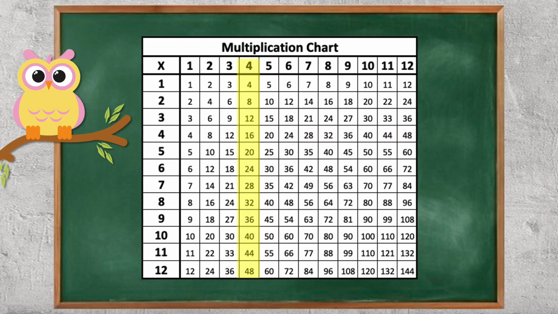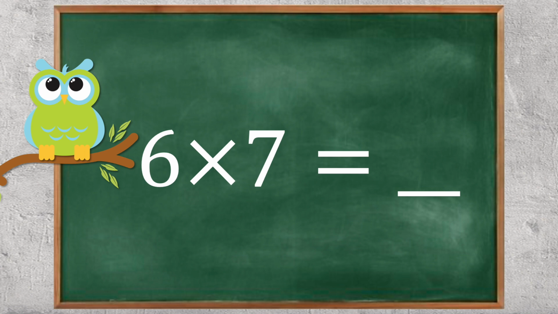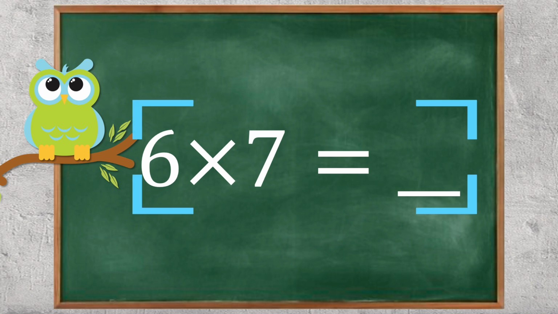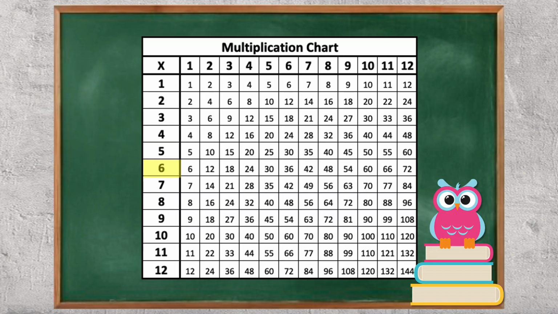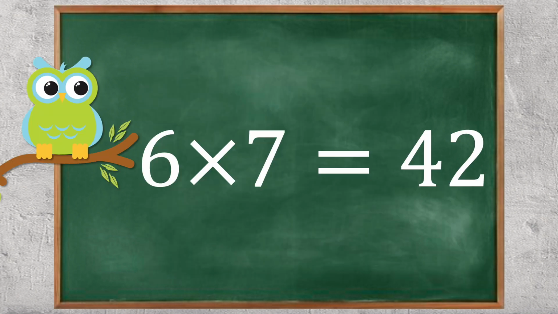To find an answer to a multiplication sentence, look at the sentence. Find the first factor in the left-hand column. Find the second factor across the top. Look across and down to see where they meet. The number that's found where they meet will be the answer to the multiplication sentence.